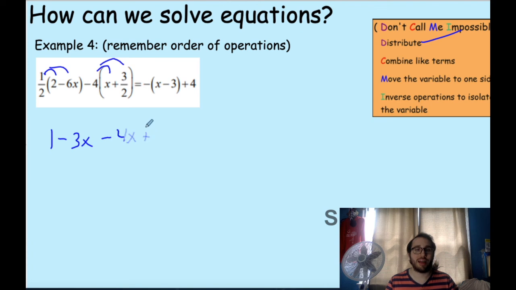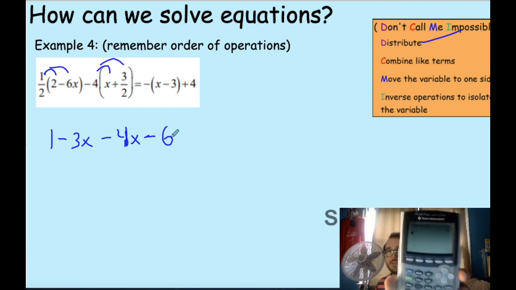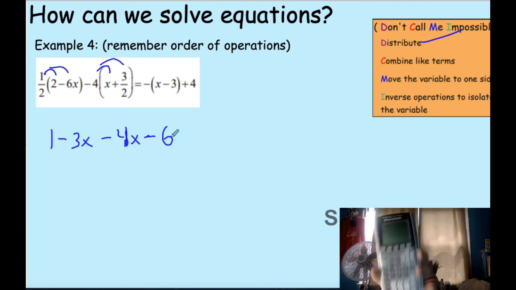Plus, I lied, not plus. I'm getting ahead of myself and it's lagging. Negative times a positive is negative. Now, negative 4 times 3 halves is the same thing as negative 4 times 3, which is negative 12. Negative 12 divided by 2 is negative 6. And again, just use your calculator. Negative 4 times 3 divided by 2 is negative 6. I don't know if you can see that. Whatever. Believe me.